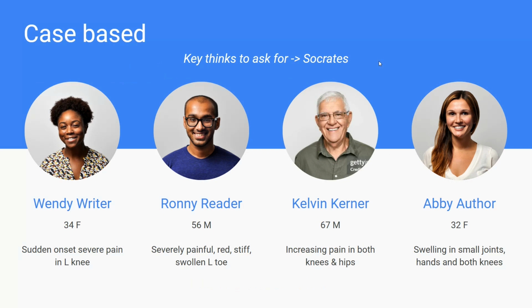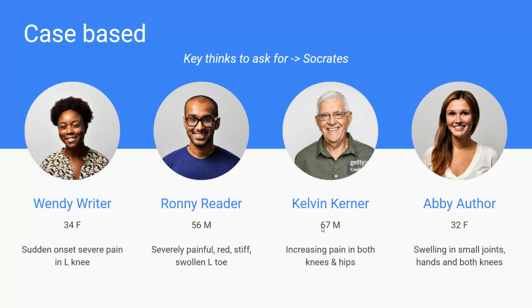So we have 4 people who've presented to the orthopedic clinic or to the orthopedic department. They've been referred by A&E, and one of them has been referred by GP. So Wendy Reiter is a 34-year-old female who's presented with sudden onset severe pain in her left knee. Ronnie Reeder is a 56-year-old male who's presented with a severely painful, red, stiff, swollen left toe.